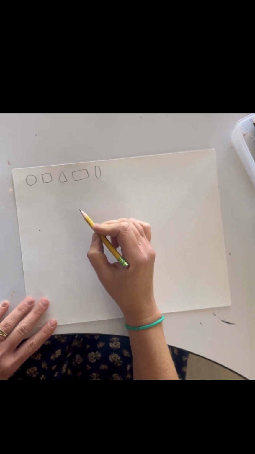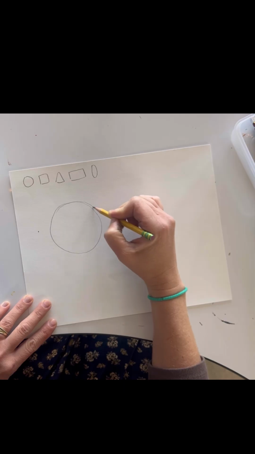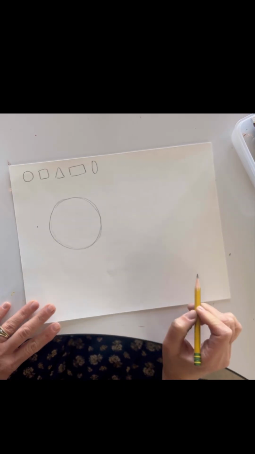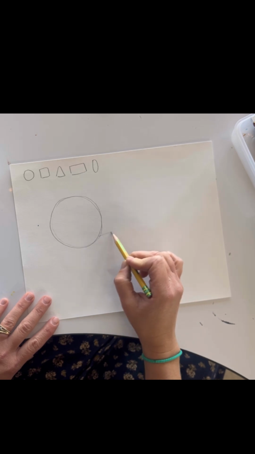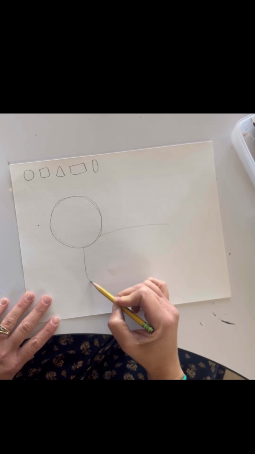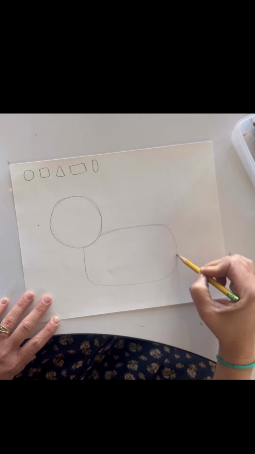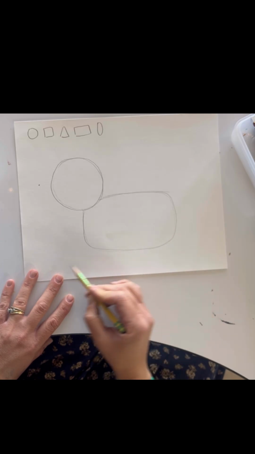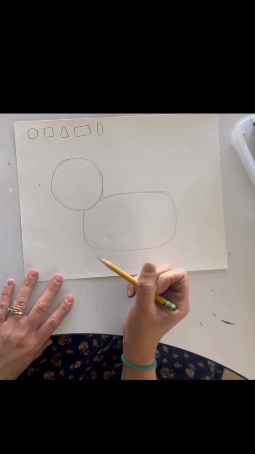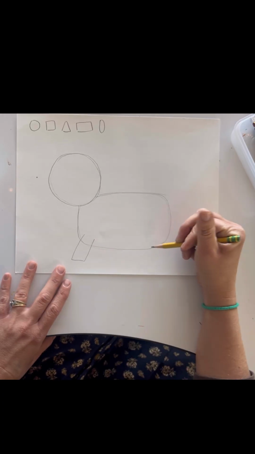So to make your cat, you're going to start with a really big circle for the cat head. And for the cat body, you're going to draw a rectangular shape or an oval shape to get the shape for your cat's body. The next thing we need are the legs. And for the legs, we're going to use rectangles.